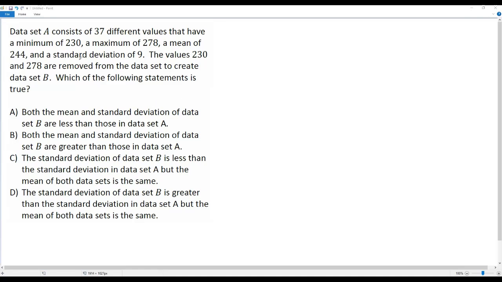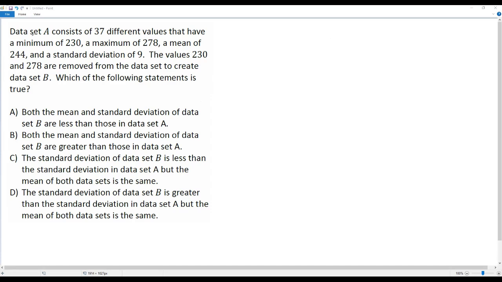Here we have a SAT math problem. Okay, let's go to the question. Data set A consists of 37 different values that have a minimum of 230, a maximum of 278, a mean of 244, and a standard deviation of 9. The values 230 and 278 are removed from the data set to create data set B. Which of the following statements is true?